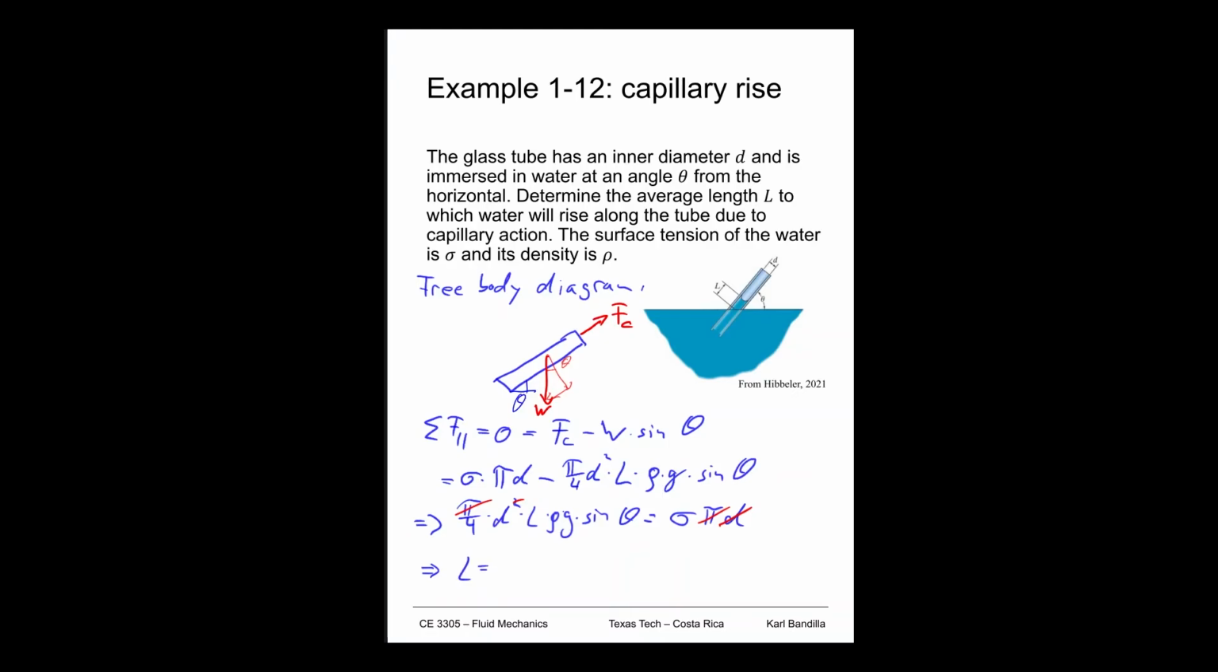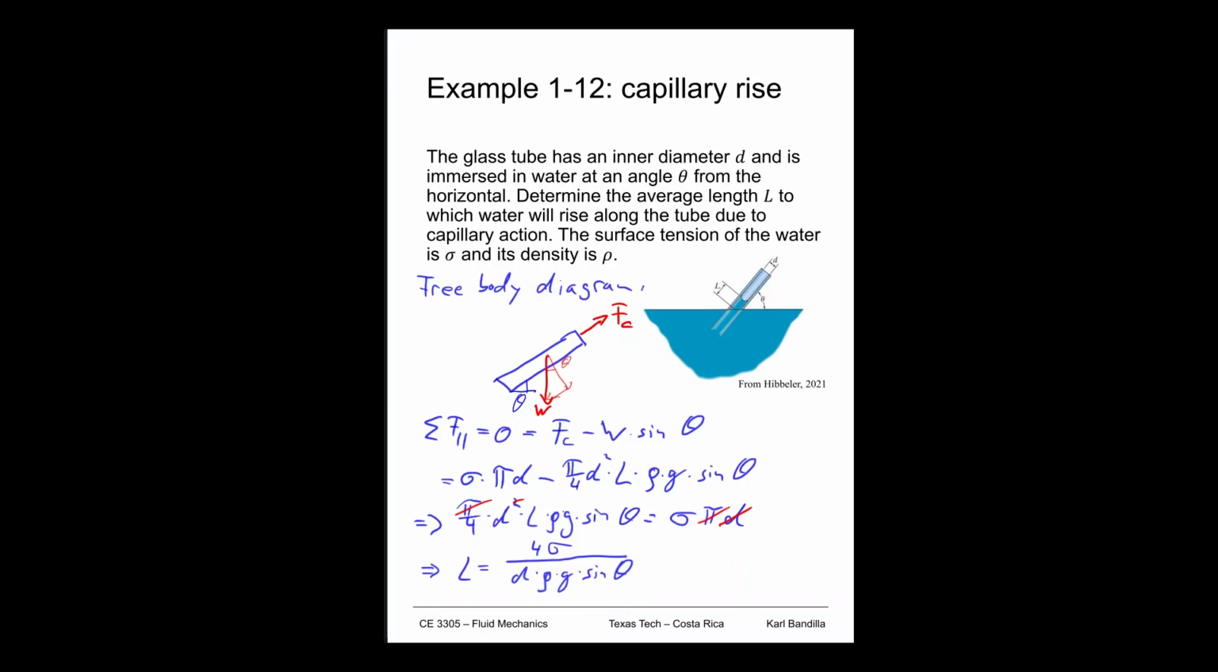And that means L is equal to, on the other side, we multiply by 4. So we'd have 4 sigma, and we divide that by what's left. The d is left, and the L is over there. Rho times g times sine theta. And there we are. That's our length.